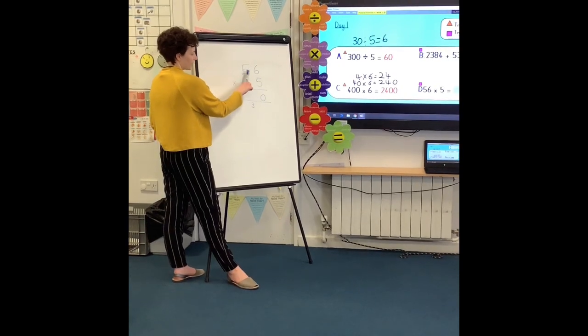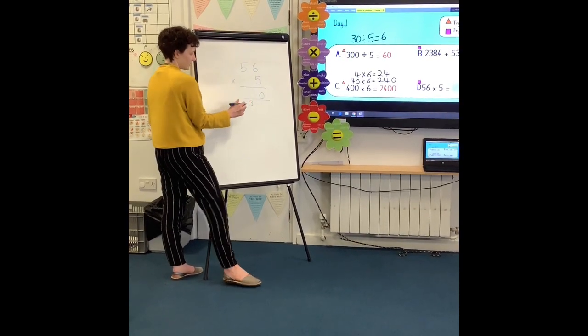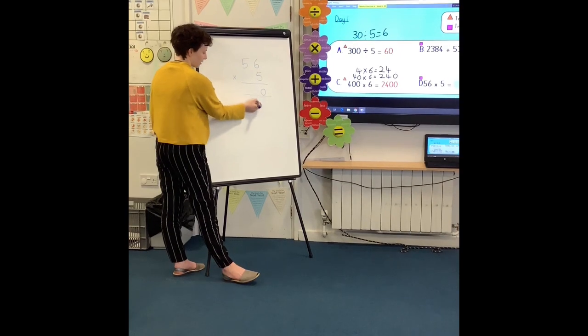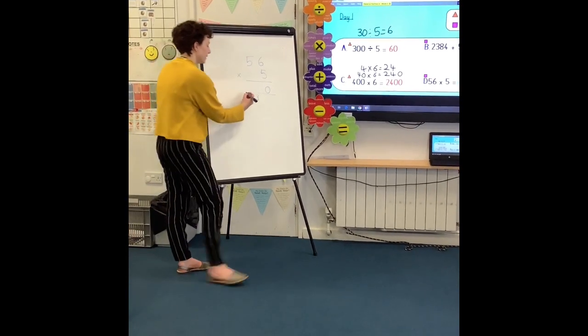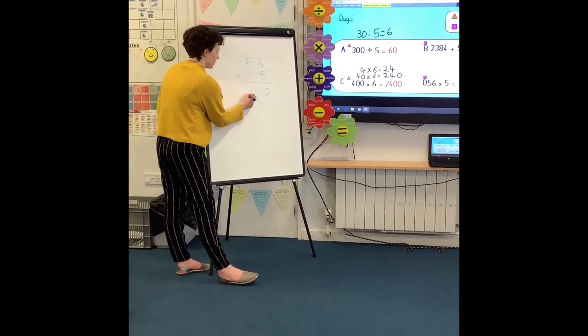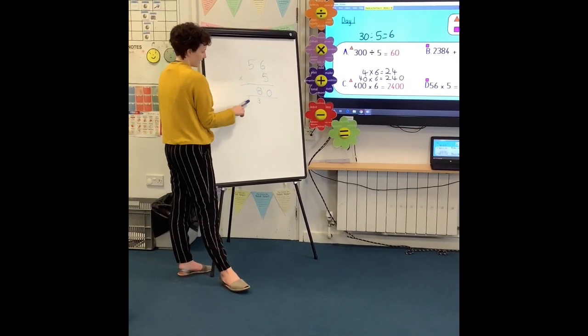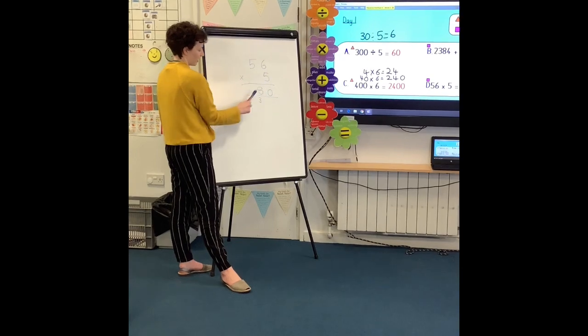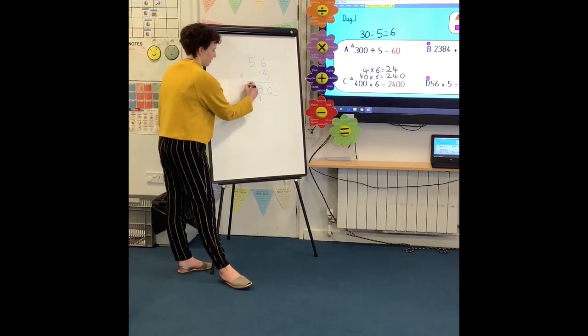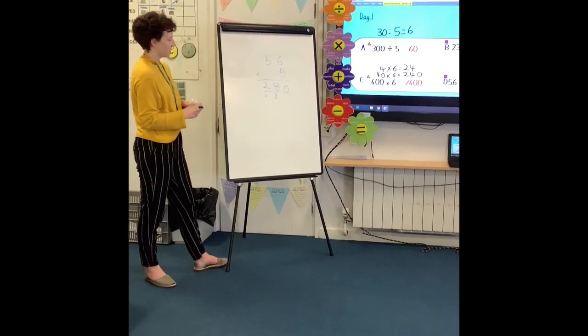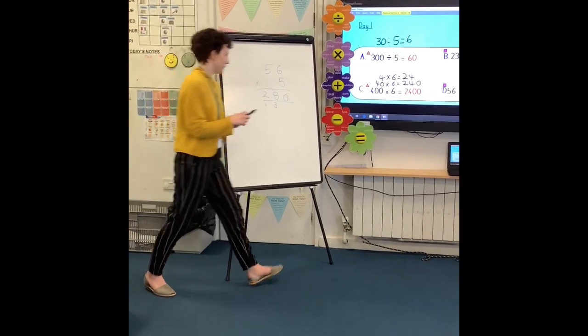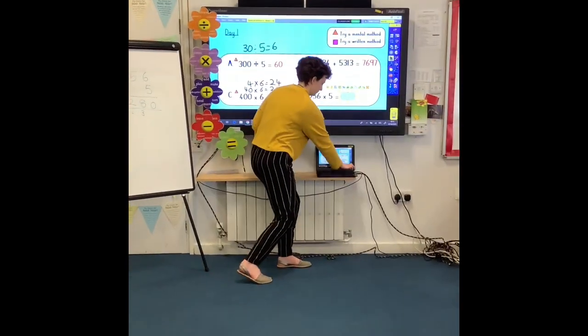I've got 5 tens times 5 is 25 tens. Add my 3 is 28 tens. So I'm going to regroup 20 of those for 200s. That would leave me with 8 tens. And then I haven't got any hundreds to multiply, so I just need to make sure I write my 200s in there. So the product of 56 times 5 should hopefully be 280.